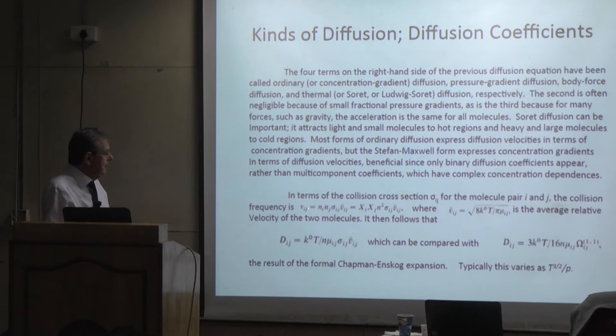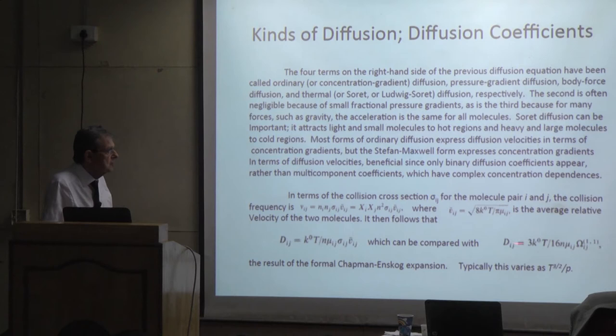In that simplified description, the collision frequency depends on the collision cross-section. It's really the collision cross-sections that diverge for Coulomb interactions. It depends on the collision cross-section. This is the relative velocity between the two molecules, and simple kinetic theory gives you a relationship between binary diffusion coefficient, collision cross-section, and relative velocity, which is this formula here.